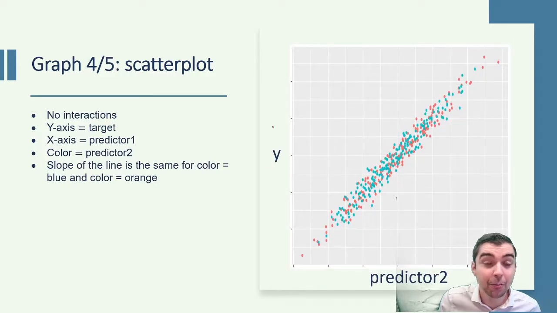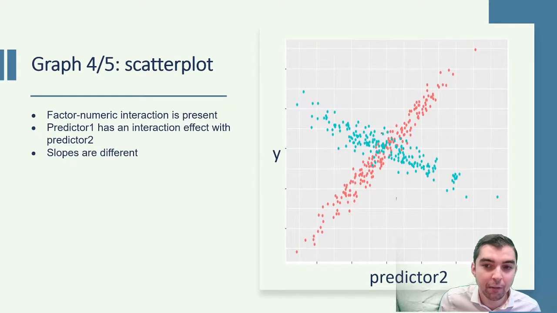Scatter plots show you numeric interactions. Let's say that your y-axis was your target variable, your x-axis was a numeric predictor, and the color was a second predictor. So a point can either be green or red. The slope of a line here is the same no matter which color of the point you have. If you had two different slopes, then that would indicate that there's an interaction between color and predictor 2.